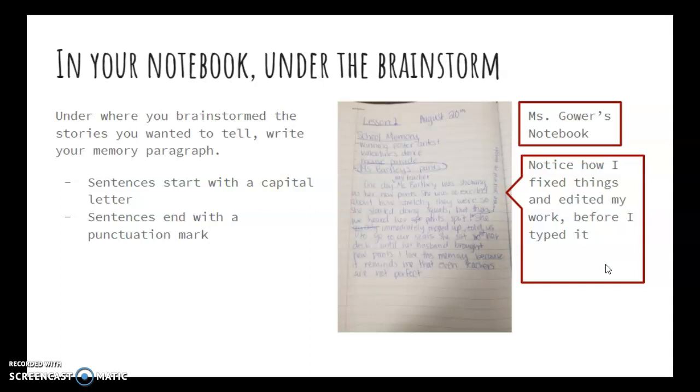So I want you to write your paragraph, because in a little bit you're going to have to type it out. So the writing gives you a little more practice. Make sure your sentences start with capital letters and they end with a punctuation mark. That being a period, an exclamation mark, or a question mark.